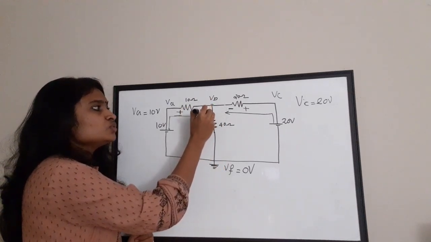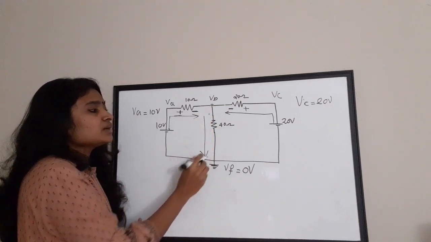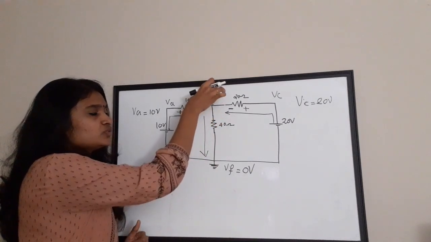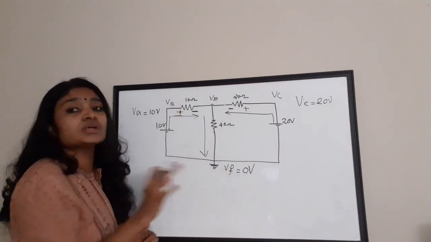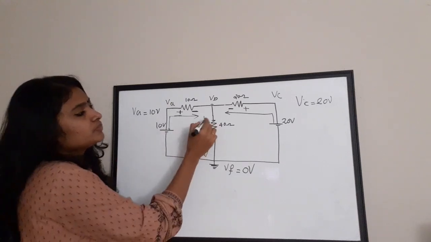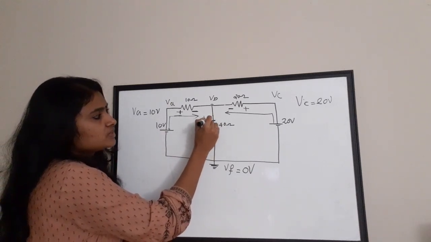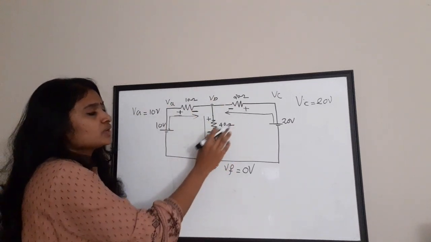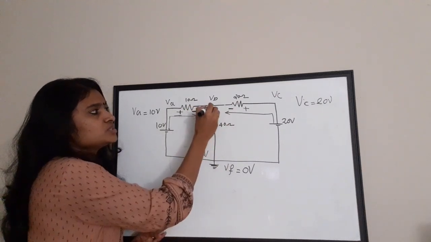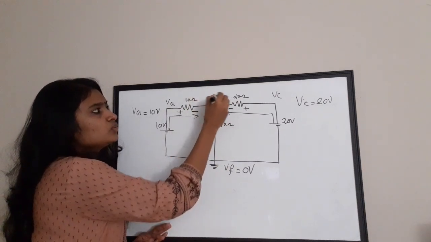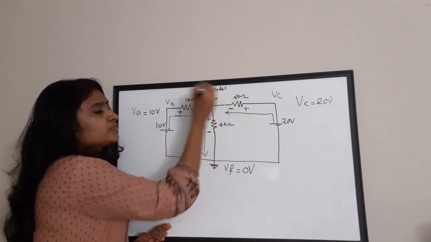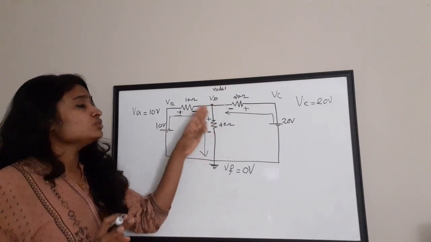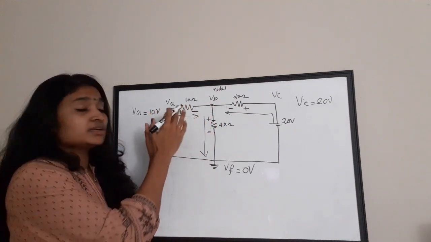From VB to the ground, because we know that this is 0 and this is some potential VB. So current flows from VB to the ground. Okay, and here the voltage signs will be from positive to negative. Now we have obtained the direction of currents for all the branches connected to this node. Let this node be node 1. Okay, so this node is node 1, and we have obtained the directions of current of all branches connected to that particular node.